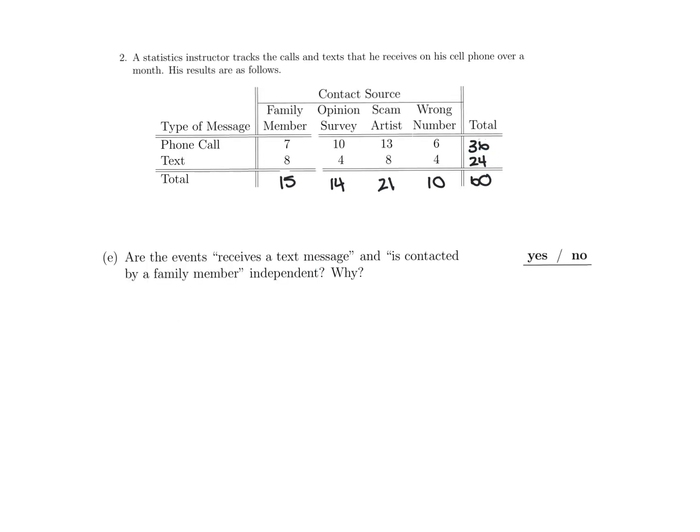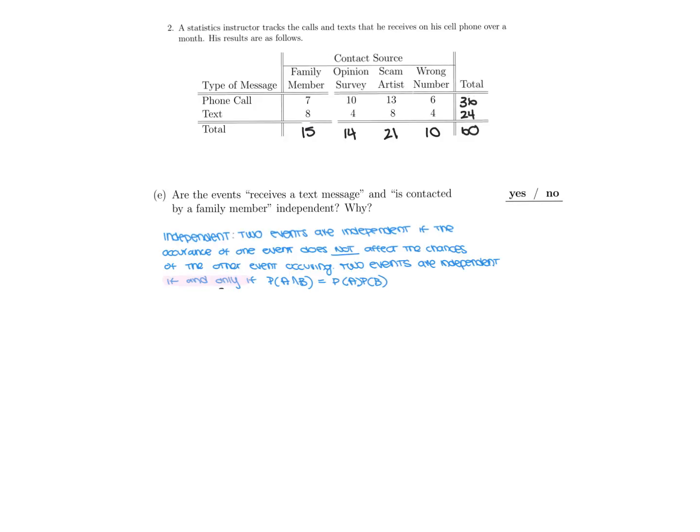The last problem we need to solve is to find if the event receives a text message and is contacted by a family member are independent and why. First, let's go over what it means to be independent. Two events are independent if the occurrence of one event does not affect the chances of the other event occurring. Two events are independent if and only if P(A and B) equals P(A) times P(B). So what we are looking for is if receiving a text message and a message coming from a family member affects the chances of each occurring.